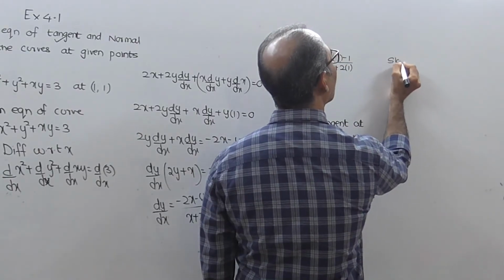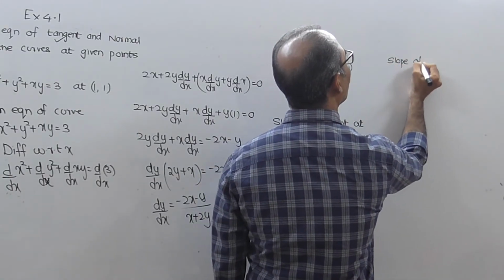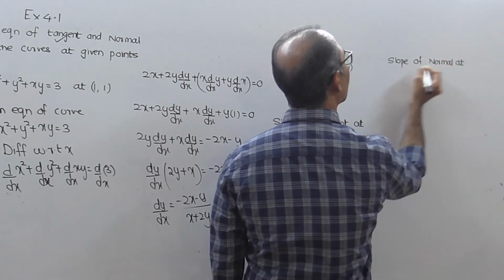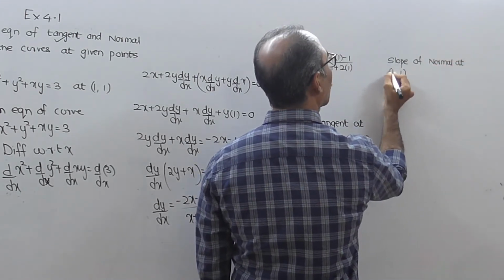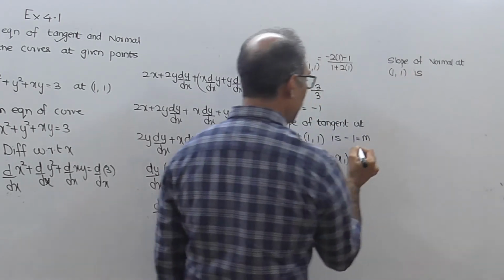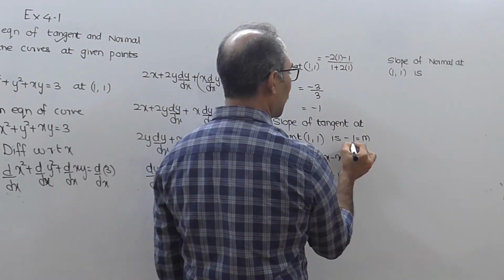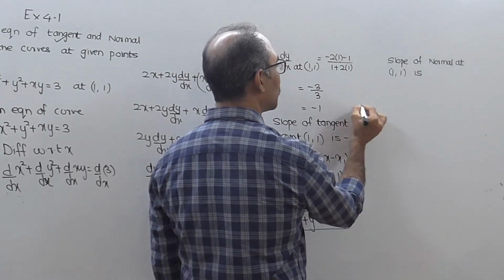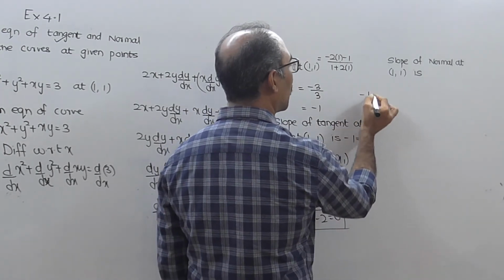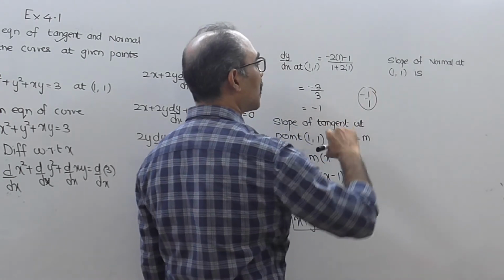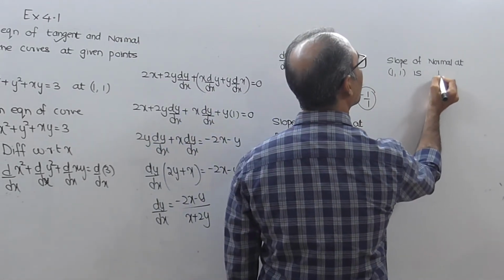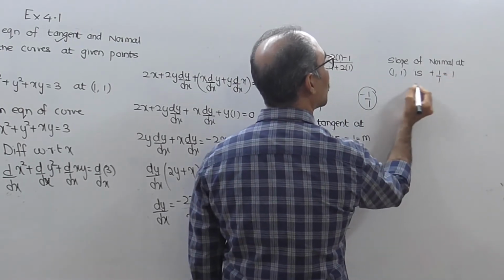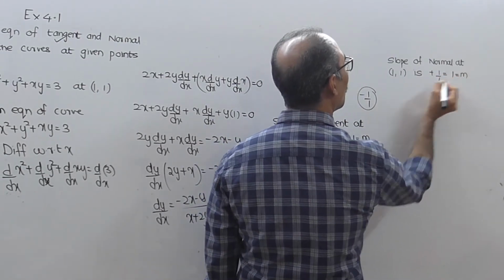Now, the slope of the normal at 1 comma 1 is, see, what is the slope of the tangent? Minus 1. And minus 1 means minus 1 upon 1. The negative reciprocal of minus 1 upon 1: first the reciprocal will come, 1 by 1, and minus becomes plus, that is equal to 1. Therefore, the slope will be equal to 1.